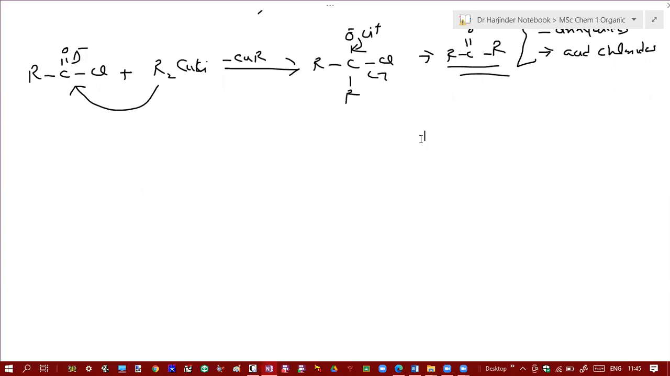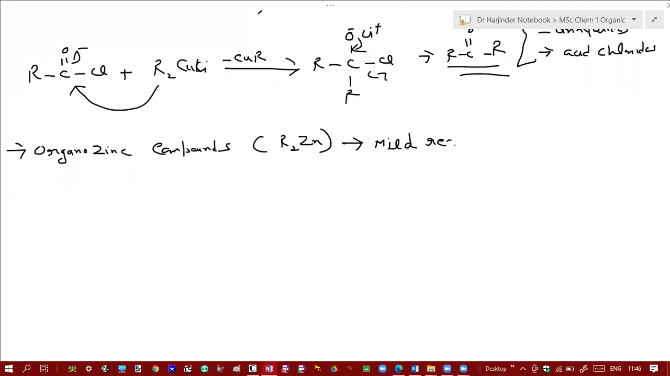Now the next category of organometallic compounds is organozinc compounds, and they are basically dialkyl zinc compounds. Can you tell me about their reactivity? Are they more reactive or less reactive compared to Grignard reagents or organolithium reagents? They are much less reactive because of the lower electropositive character of zinc. So they are very mild reagents.